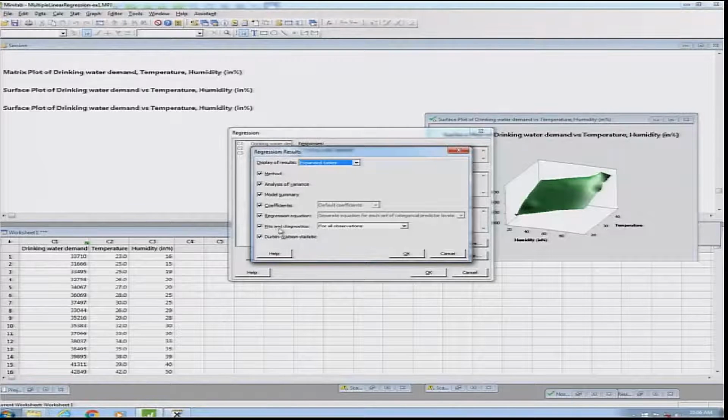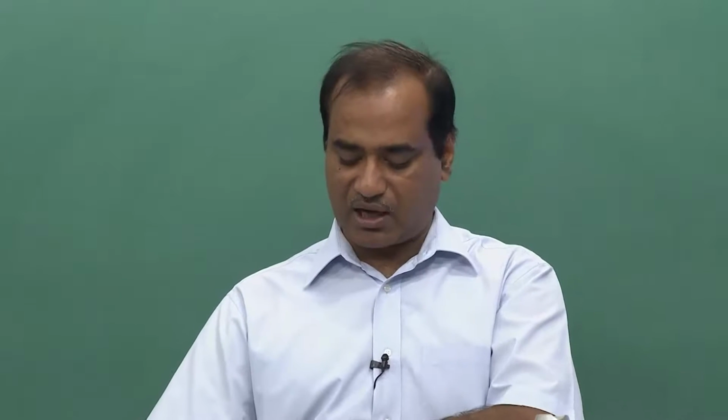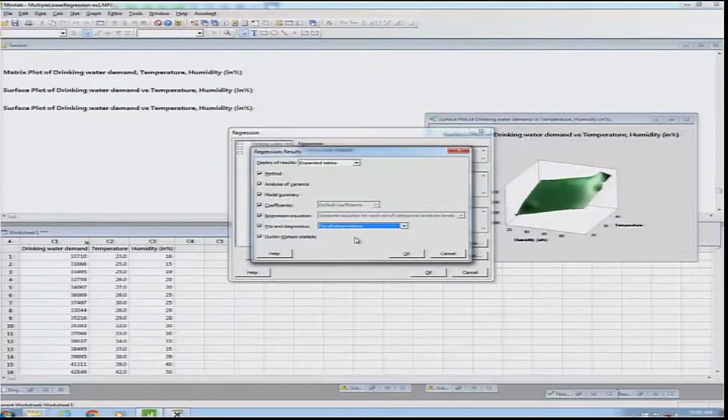And we would also like to know the fits and diagnostics. If you remember, we had done different types of residuals and different types of statistics like h_ii, that is the ith diagonal element of the hat matrix, deleted residuals, DFFITS, and so on. Now I have two options: whether I would like to have these fits and diagnostics for all the observations, or only for those observations which are found to be unusual. But since we are learning here, we would like to see what happens to all the observations.